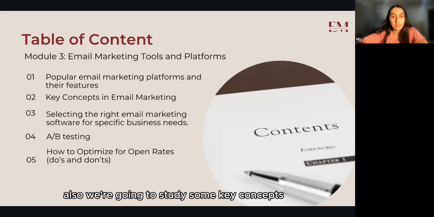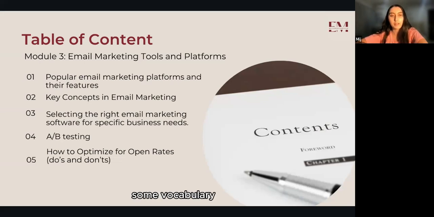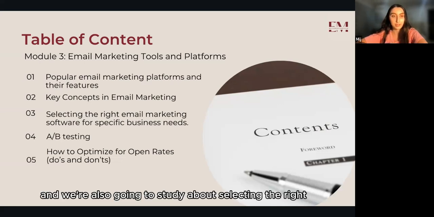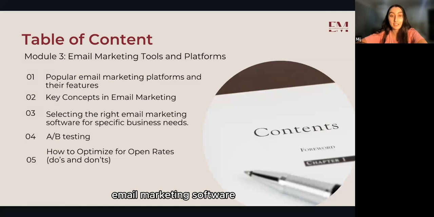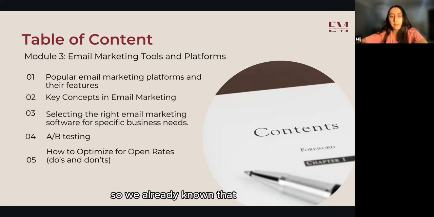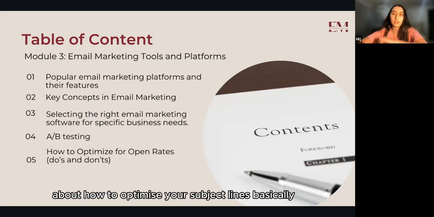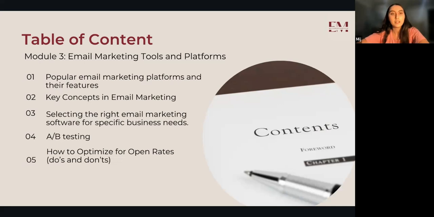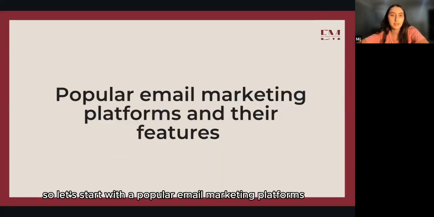Also, we're going to study some key concepts in email marketing, some vocabulary, some things that you should know of how email marketing works. And we're also going to study selecting the right email marketing software for specific business needs. We're going also to study A/B testing and also how to optimize for open rates. So we already know that open rates are identified through your amazing subject line. And we're also going to study how to optimize your subject lines, basically. So let's start with popular email marketing platforms and their features.